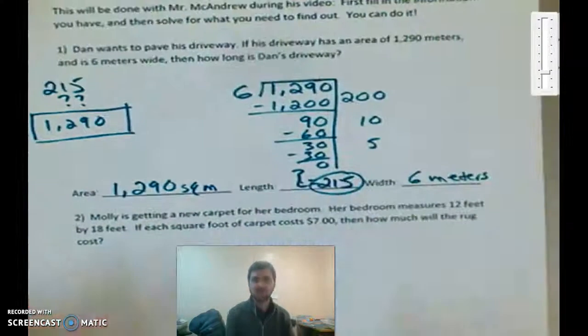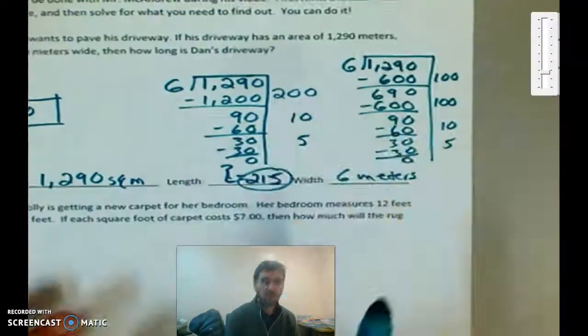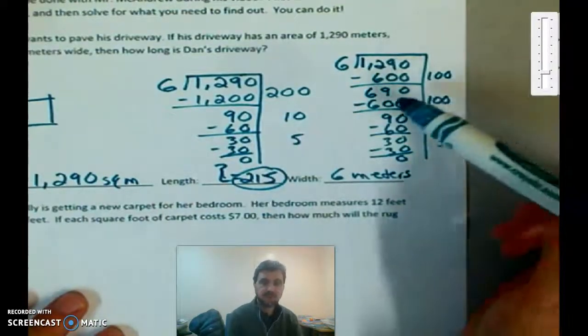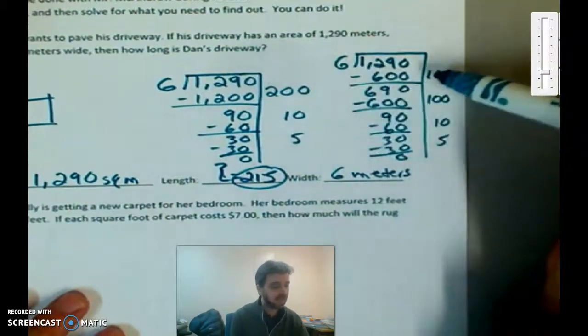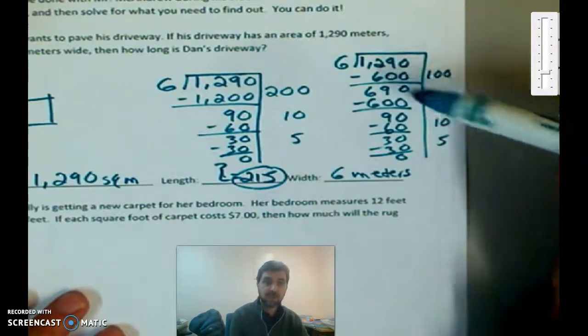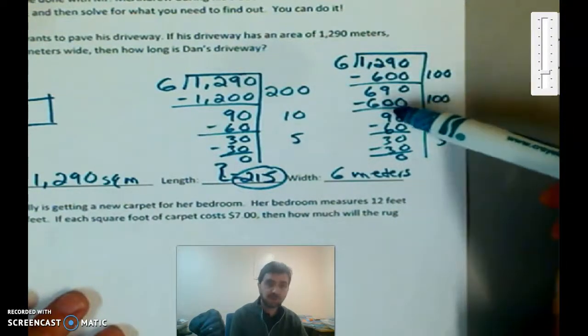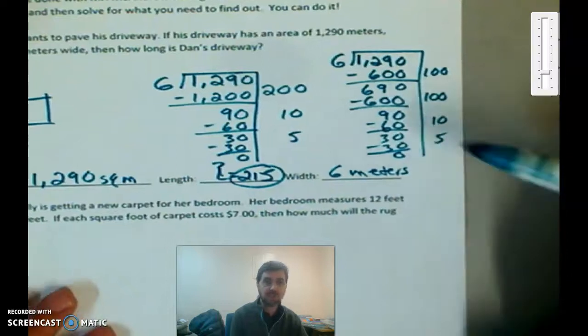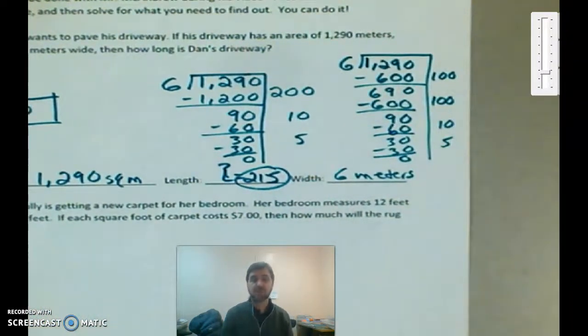Did you guys get 215? Here's another way you could have done it. If you weren't sure that 6 times 200, you could have done 100, taken away 600, another 100, which is 600, and then finish it off the same way. Either way, you get the answer of 215.